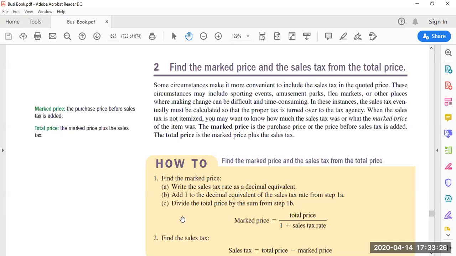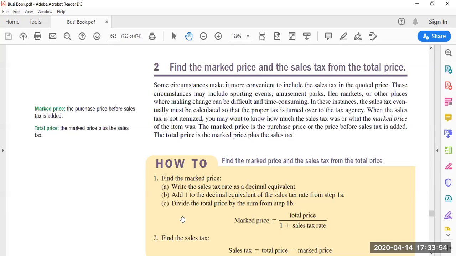Step one, first you convert the sales tax rate percentage to a decimal. Then you add 1 to that. And then finally, you divide the total price that you paid at the cash register by that value that you just calculated in step part B, and that will then give you what the marked price is.